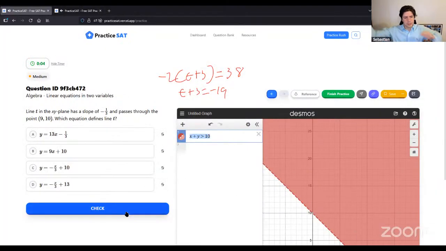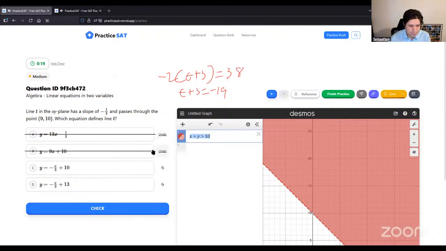Now let's see this one here. Line T in the XY plane has a slope of negative 1/3 and passes through the point 9, 10. Which equation defines line T? Okay. We need a slope of negative 1/3. It's not going to be A, it's not going to be B. Then 9, 10. It's not going to be here because that would be 0, 10. So it has to be D.